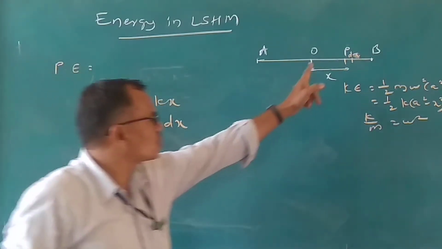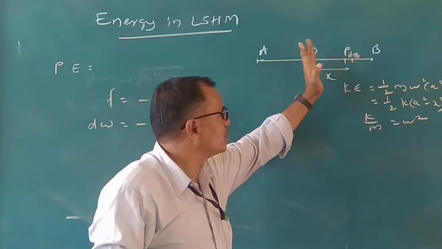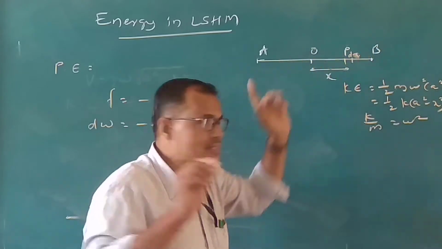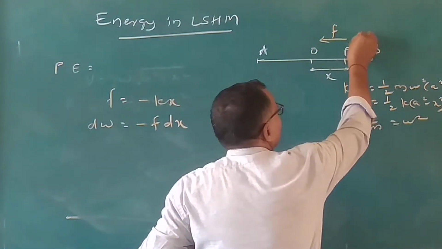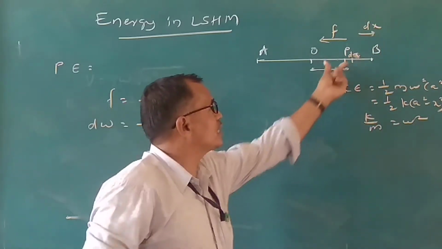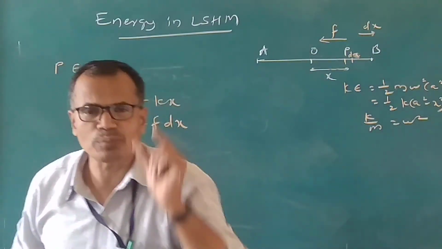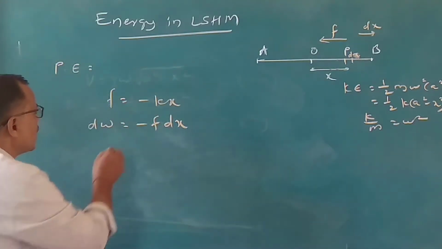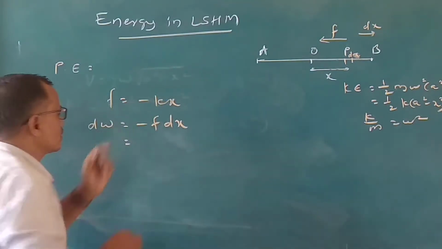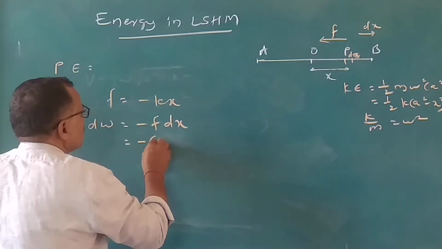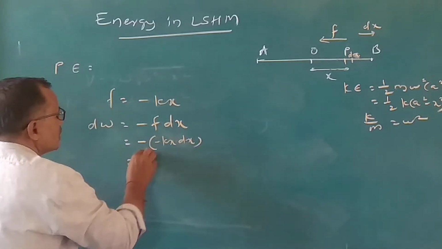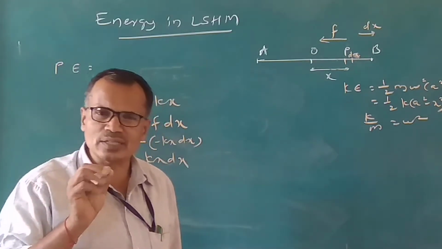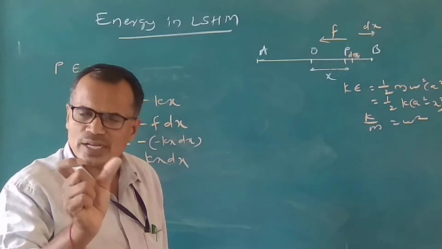The force is directed towards the mean position, and we give the displacement away from the mean position, that is, towards the extreme position. This is the direction of F, and the displacement dx is opposite. So work done is -F dx. But we know that F = -kx, so we can write -(-kx) dx = kx dx. This is the work done to displace the particle by dx against the restraining force.